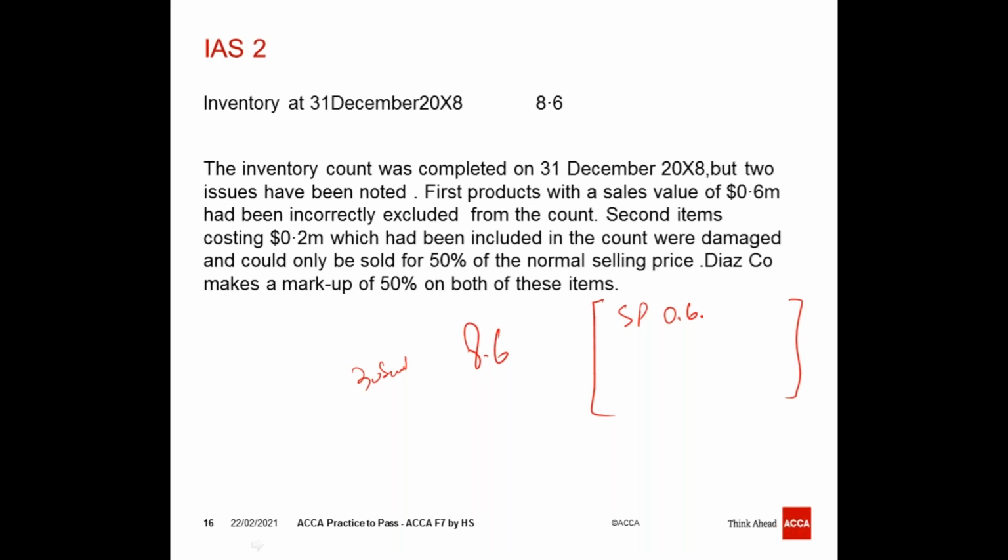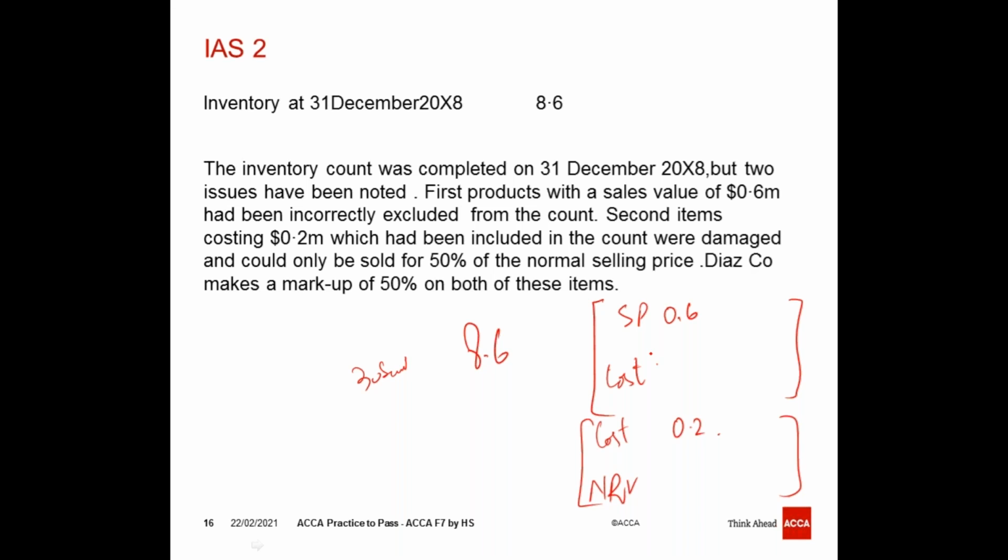The second item, which has a cost of 0.2 million and had been included in the inventory count, was damaged and could only be sold for 50% of the normal selling price. The company makes a markup of 50% on both of these items. So for this part you need to calculate the net realizable value, and for the other part you need to calculate the cost.